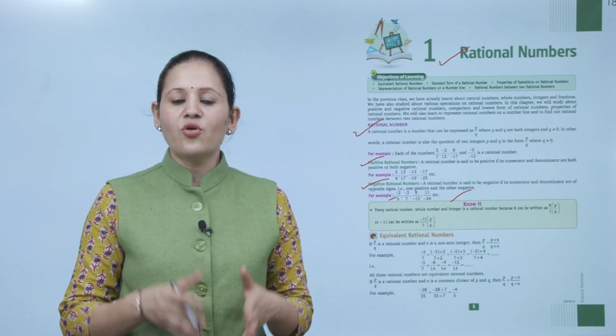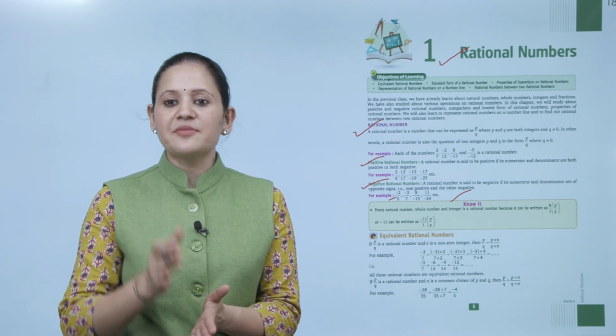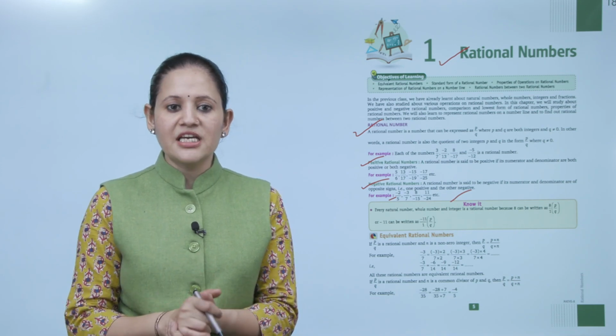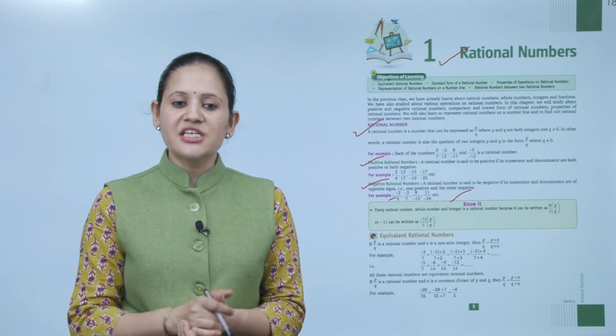Every natural number, whole number and integer is a rational number because 8 can be written as 8 by 1, that is, in the p by q form. Minus 11 can be written as minus 11 upon 1. So these are rational numbers.